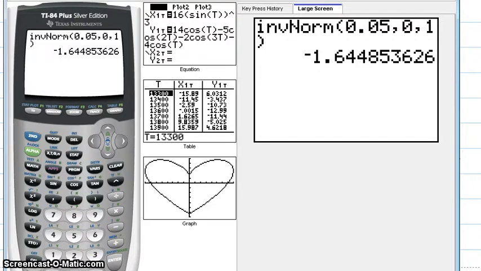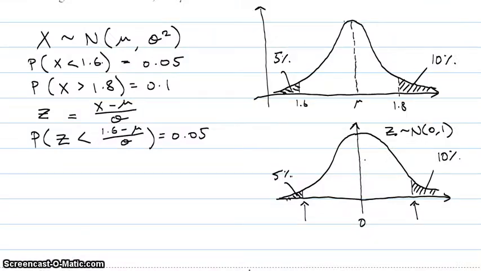That means that this number here is negative 1.645, or rather, that this distance in here is 1.645 standard deviations below the mean. So this is a number of standard deviations below the mean.